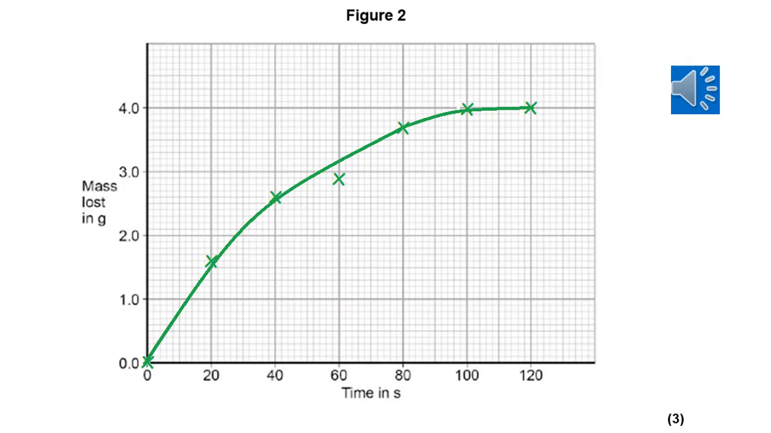Notice here that once you've plotted the points, the point at 60 seconds seems to be significantly lower than the general trend. And so when you do your trend line, you don't take any notice of that one. You treat that one as being anomalous, and you put your curve of best fit generally through the other points.